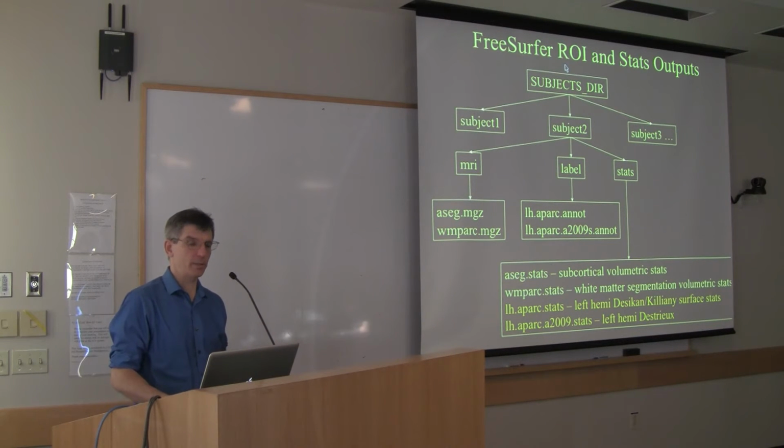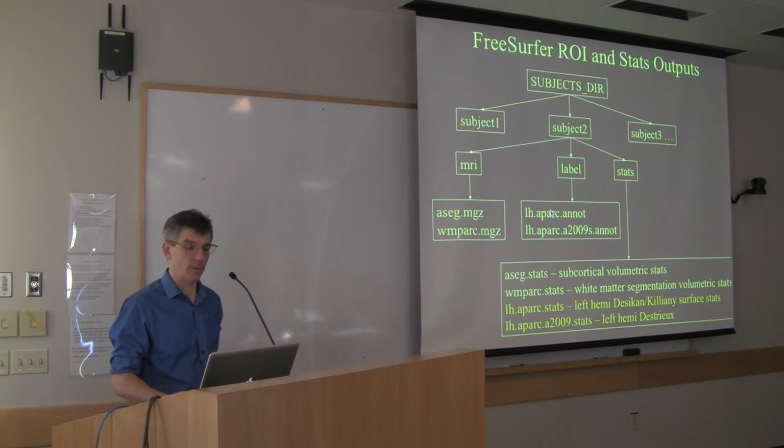So if you remember your FreeSurfer output, here's your subjects directory, which is your environment variable, where FreeSurfer is going to put all of these different subjects. In subject 2, you have an MRI directory where you're going to have the automatic segmentation. You'll have the white matter parcellation as well. And these are all volumes because they're under the MRI.